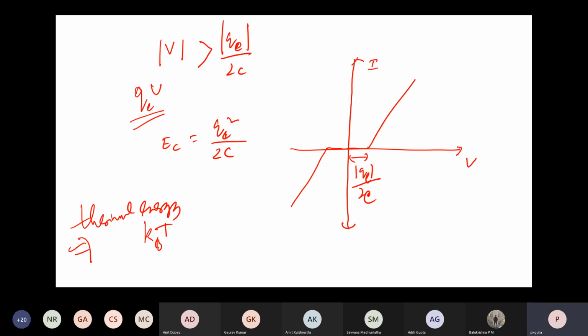So for a large value of C, to get the Coulomb blockade effect, we have to reduce the temperature, because k_B T is good enough to allow the electron to tunnel. So for a large value of capacitor, you need to reduce the temperature to see the Coulomb blockade effect. Okay, so with this, I am stopping here today.